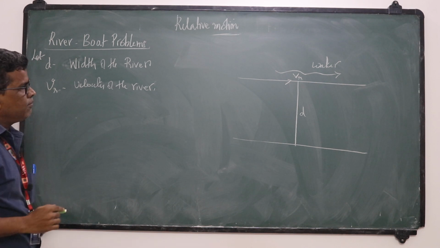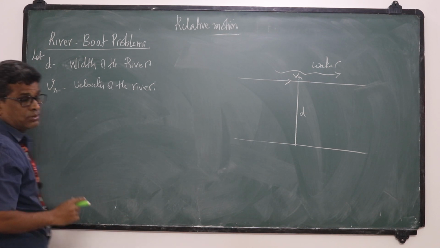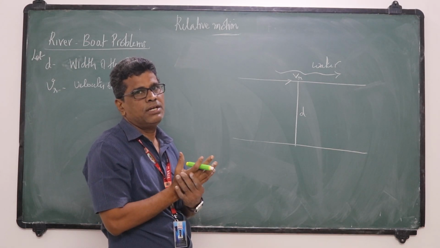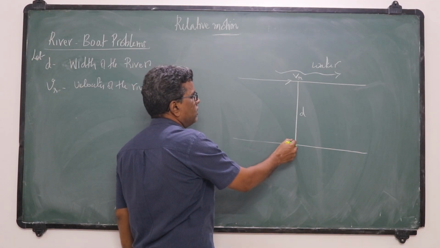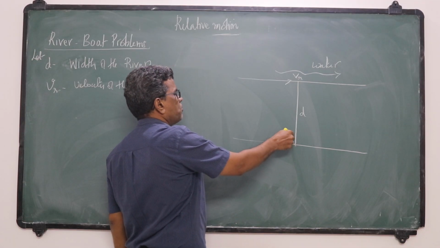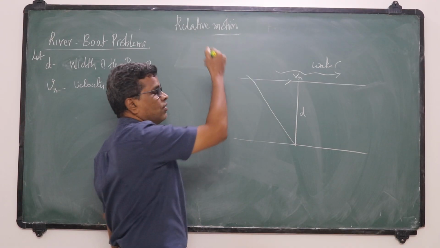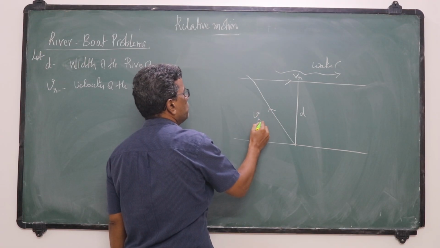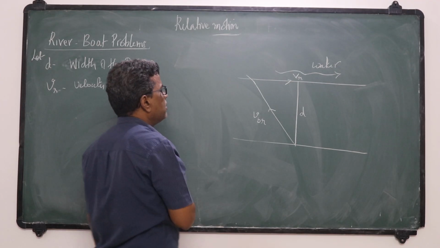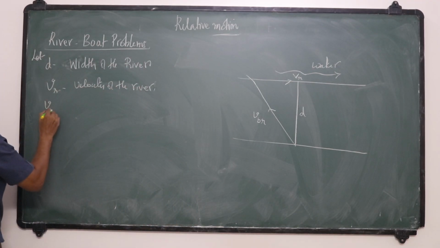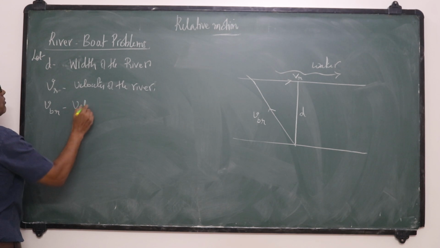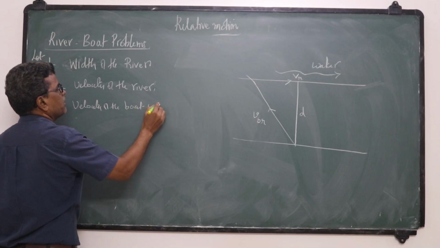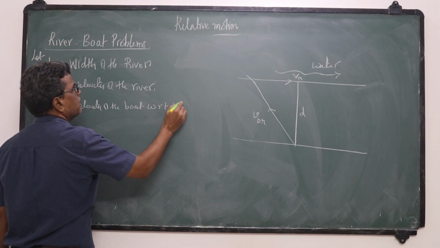Now, suppose a boat is rowing in the river with a velocity in this direction. Suppose the boat wants to row in this direction. Let this be the velocity of the boat with respect to river. What is VBR? The velocity of the boat with respect to the river.